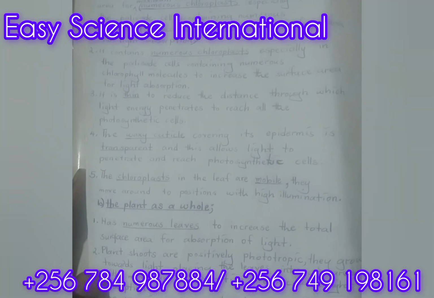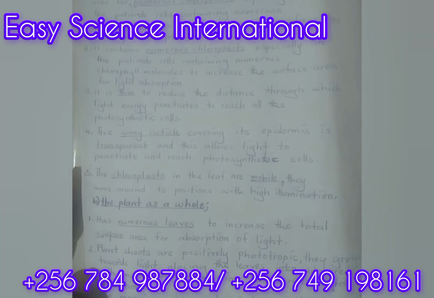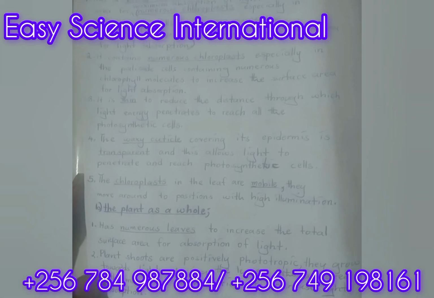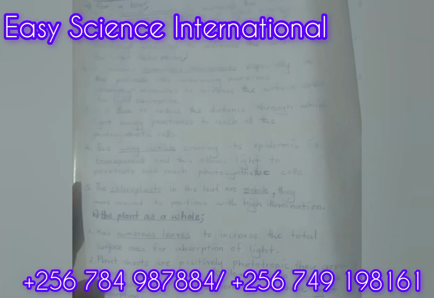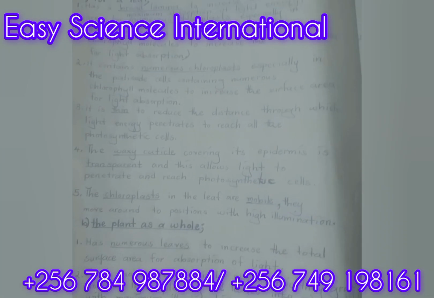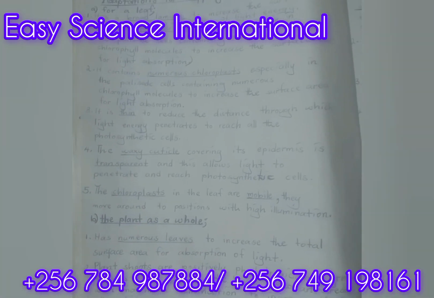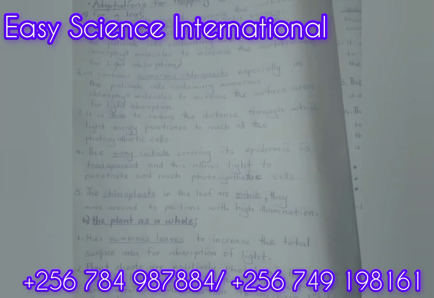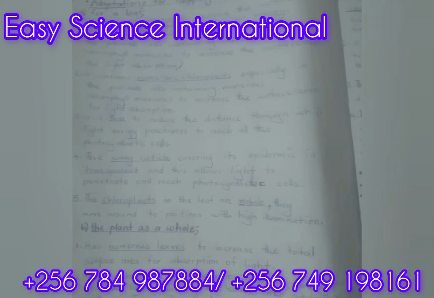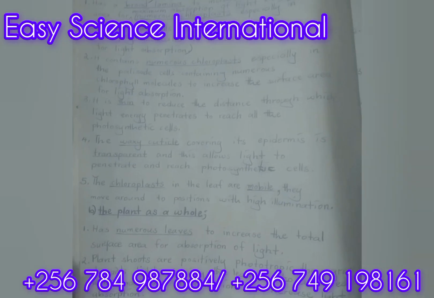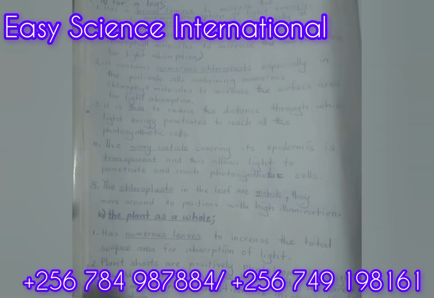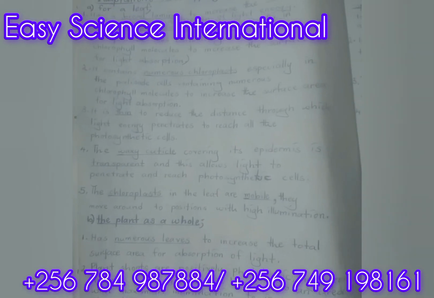Fifth, the chloroplasts in the leaf are mobile. This means that they move around to positions with high illumination. So these chloroplasts, they can move. We see that during a day, the sun moves, and so even the chloroplasts themselves should be in the same relative motion with the sun or with light, such that they receive maximum illumination or light to be trapped by chlorophyll. Those are the adaptations of a leaf in particular for absorption of light.